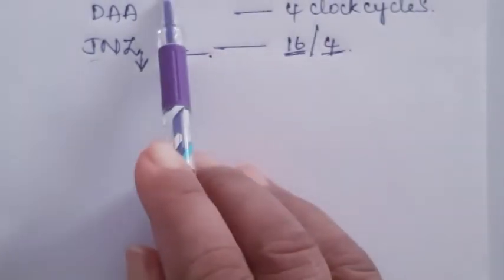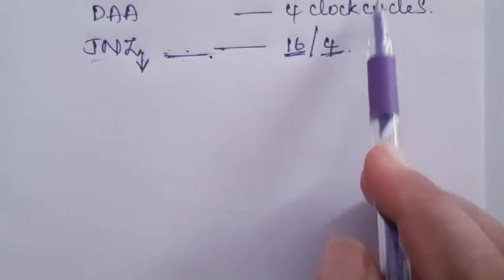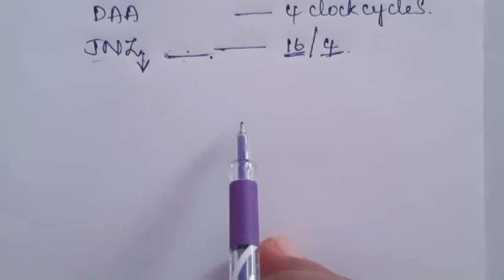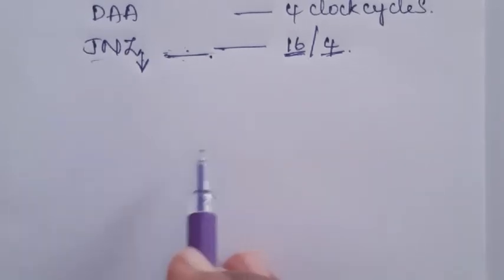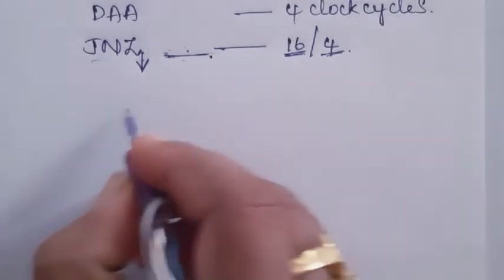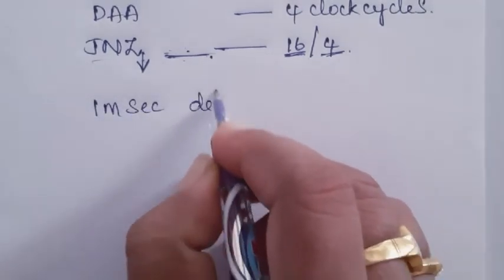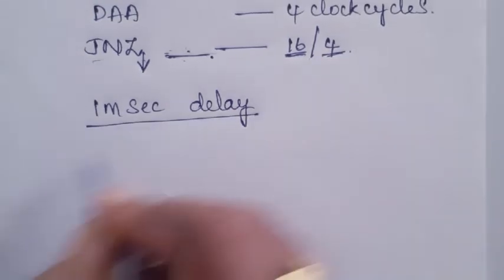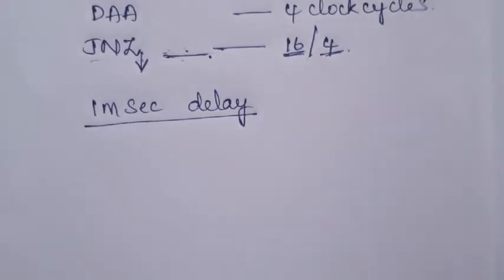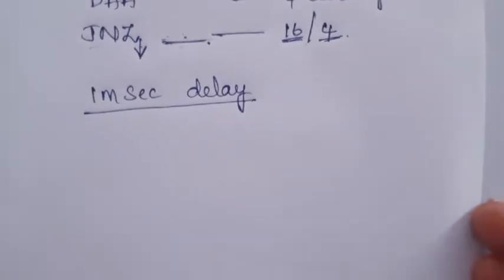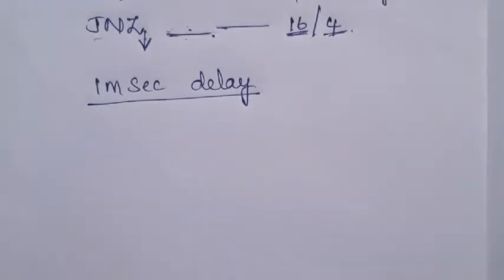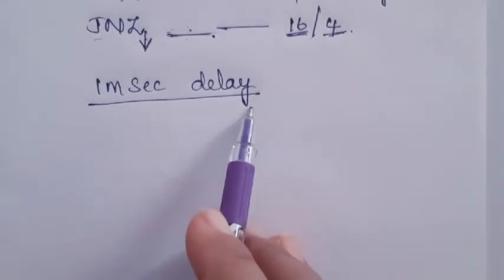Okay, so let us write a delay program using these clock cycles and how much time each instruction is taking. We calculate a count, write a program, and generate a certain delay. So let's write a program for 1 millisecond delay. The processor clock period is 0.2 microseconds. I want a 1 millisecond delay.